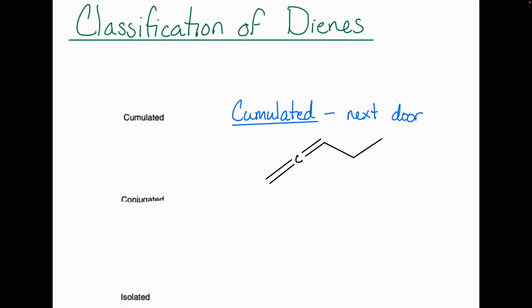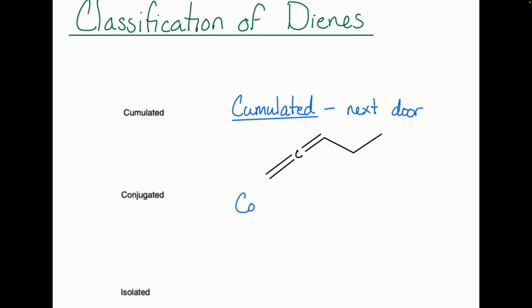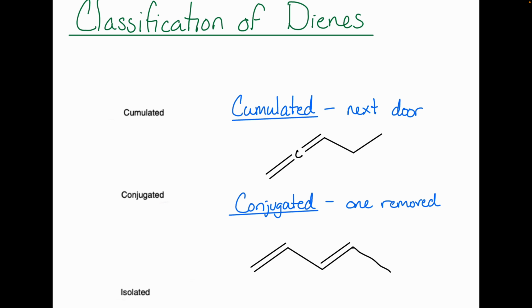Okay, the next one, and this is the title of the chapter, so as you can kind of expect, this is going to be the important one. A conjugated diene. This is when those double bonds are one removed. By that I mean we have a double bond, and then we have a space, we have a single bond, and then another double bond after that. All right, so a conjugated diene has this perfect double bond, double bond spacing. Exactly one single bond separating those two double bonds.